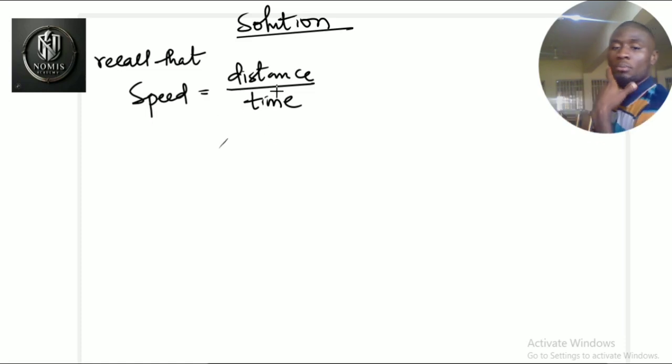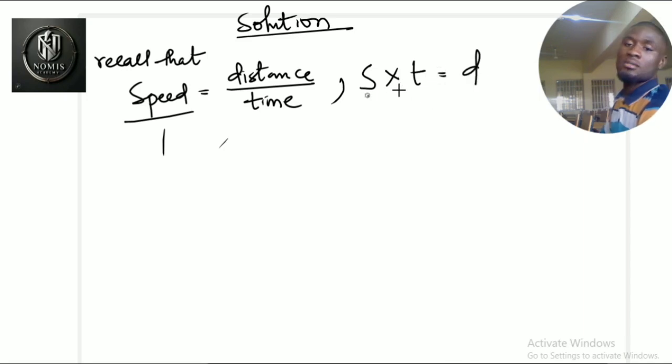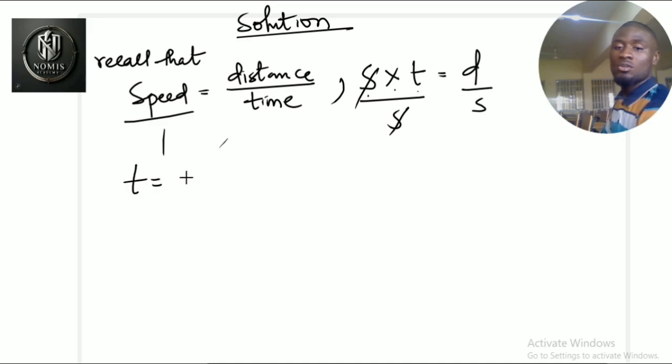From the formula, we are going to make t the subject of the formula. When we cross multiply, we have speed multiplied by time equals distance. To make t the subject of the formula, we divide both sides by speed. So speed cancels speed, then t is equal to distance over speed.